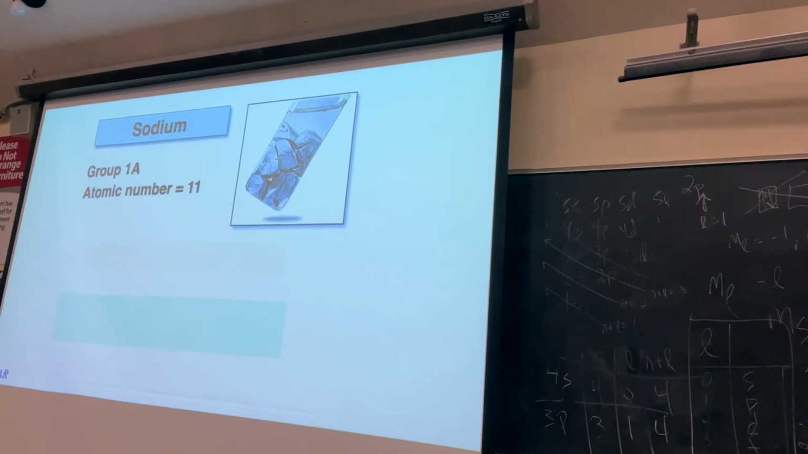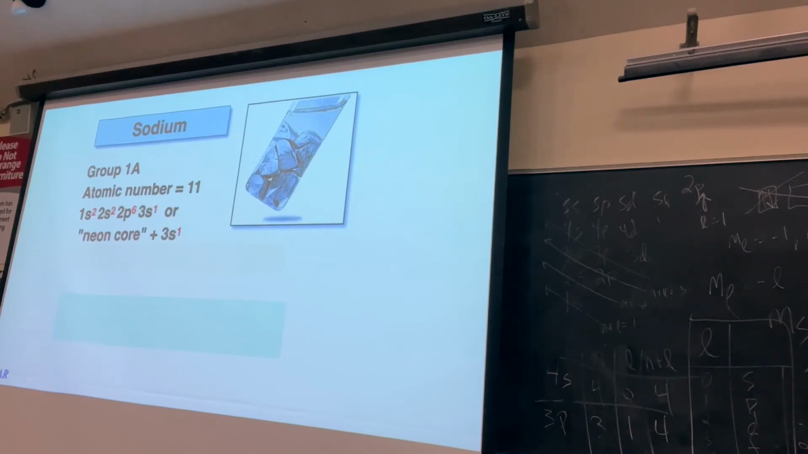You can follow the Aufbau diagram: 1s2, 2s2, go down to the next one. The p's hold 6, so 2p6, but now we're going into a 3s1. So sodium is 1s2, 2s2, 2p6, 3s1.